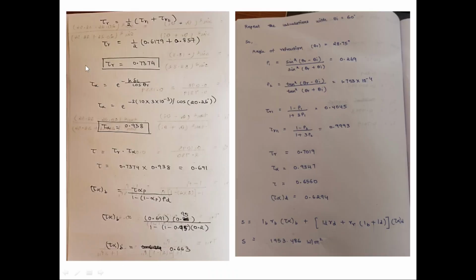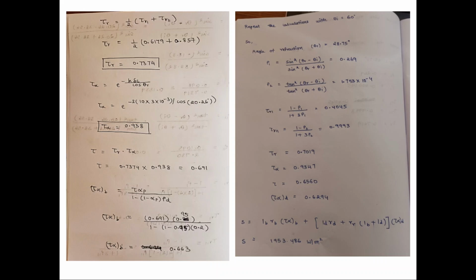Then we calculated the transmissivity due to absorption using Bouguer's law, that is e power minus k delta c divided by cos theta r, where theta r is your angle of refraction and k is the extinction coefficient of the glass. Here we have multiplied by 2 because we have two glass covers. And then we calculated the tau alpha product, the transmissivity absorptivity product based on the beam radiation, that is equal to tau alpha p divided by 1 minus alpha p into rho d. Here rho d is the diffusive reflectivity, and the value is taken as 0.2. So this value is fixed.